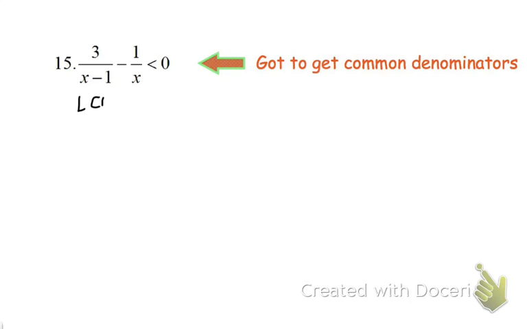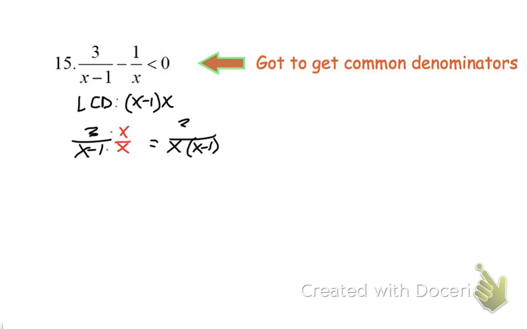So that means we need to find the least common denominator. It's going to be the product of the first denominator and the second denominator. That means 3 over x minus 1 needs to be converted to the least common denominator of x times x minus 1. We're going to accomplish that by multiplying both the top and the bottom by x. And that gives us 3x in our numerator.